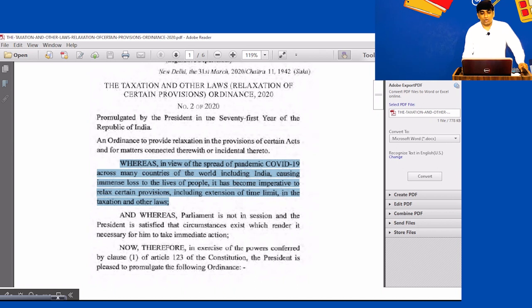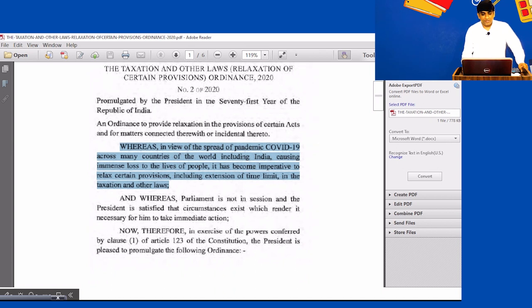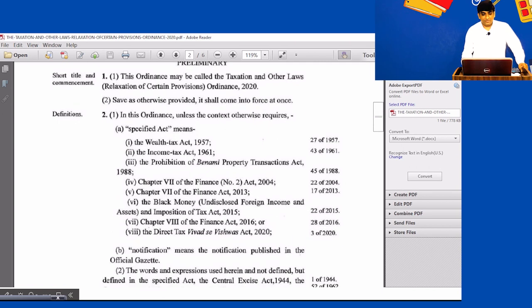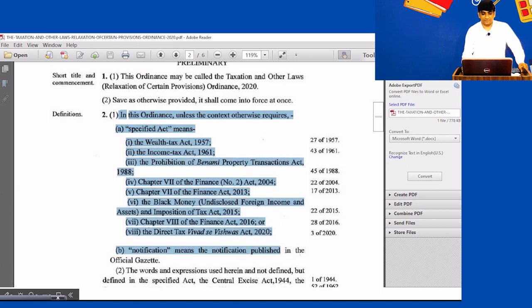So what are the various laws which are covered in the ordinance? You can see here in this ordinance, these are basically the Acts which are covered. Specified Act means the Wealth Tax Act 1957, Income Tax Act 1961, the Prohibition of Benami Property Transactions Act 1988, Chapter 7 of Finance (No. 2) Act 2014, Chapter 7 of Finance Act 2013, the Black Money (Undisclosed Foreign Income and Assets) and Imposition of Tax Act 2015, Chapter 7 of Finance Act 2016, or the Direct Tax Vivad se Vishwas Act 2020.